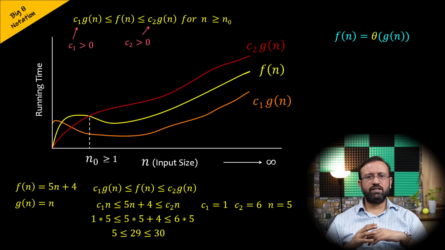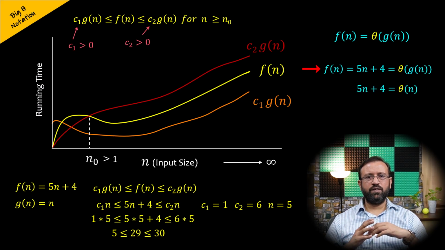Therefore, we can say that the function f of n, that is 5n plus 4, is big theta of g of n. And since g of n is n, hence we say that f of n is equivalent to big theta of n. So this is the Big Theta notation which is used to describe the tight bound of an algorithm.